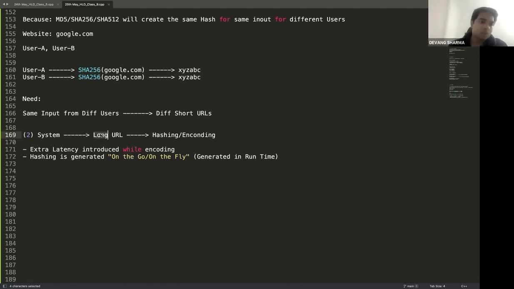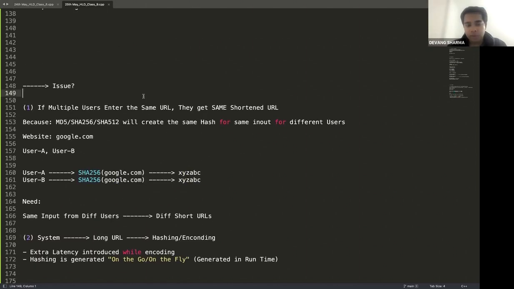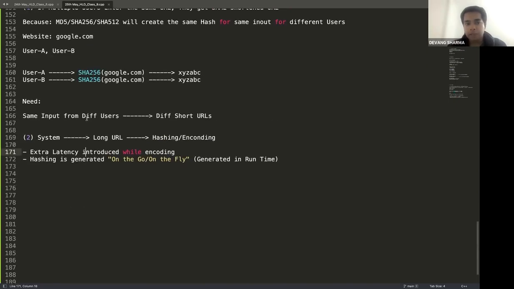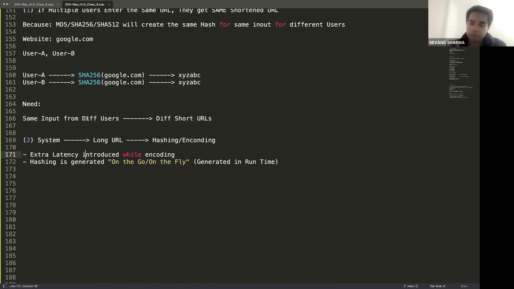So coming back, these are the two problem statements. Number one, if multiple users come, they're going to get the same shortened URL, which we do not want. And number two, there is a latency part which is introduced. Everybody clear with these two problem statements? Then we'll talk about solutions. Come on, guys, quick in the chat.